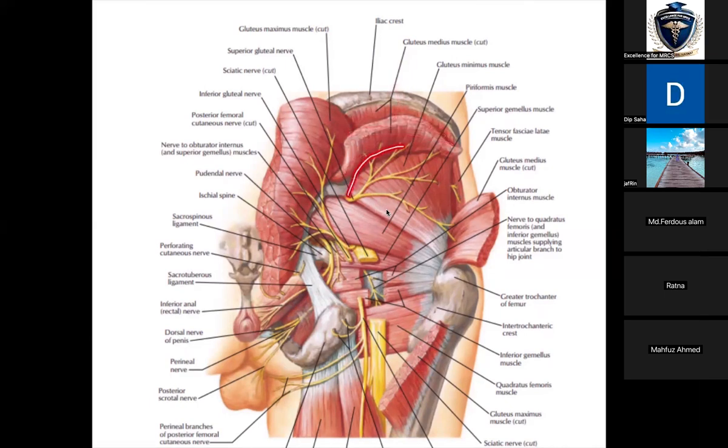After that, the gluteus minimus will come. So have a look. Gluteus medius and minimus insert into the same point, the greater trochanter of the bone, but the medius always lies superficial to the minimus. Am I clear to you?